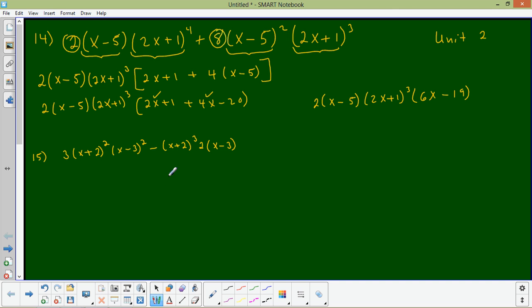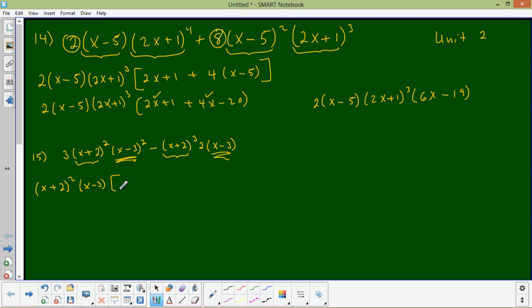Okay. Similar in form and content, question number 15. Again, looking for shared elements. The x plus 2 quantity appears in both pieces, and the x minus 3 quantity appears in both pieces. We have a constant 3 and a constant 2, no common multiple there. Factoring out the lowest power of the x plus 2, we're going to factor out x plus 2 squared. And the x minus 3 squared and the x minus 3 to the first, we're going to factor out x minus 3 to the first power.